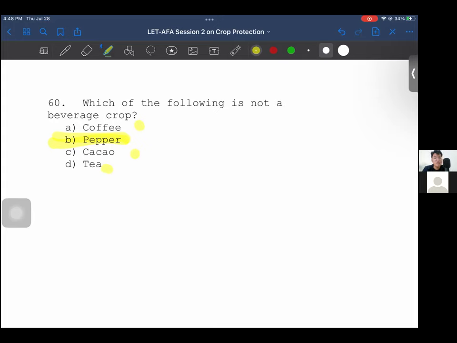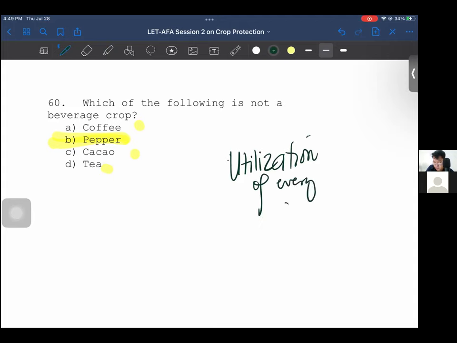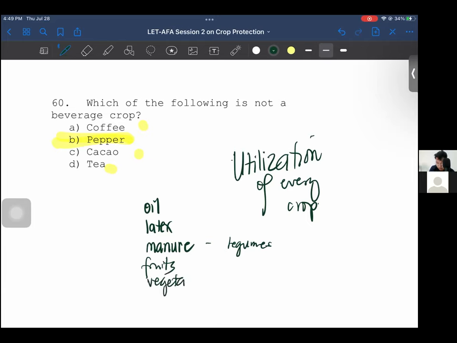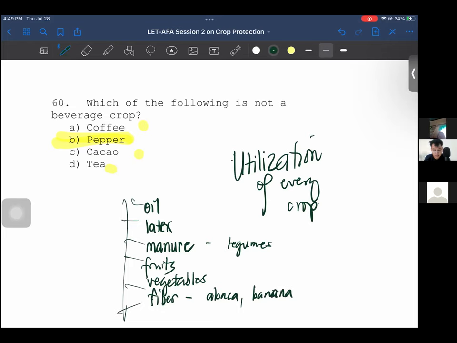So another tip sa crop science is to know the major function, the major use, utilization of every crop. Meron tayong oil crops, latex crops, manure crops, pwede rin. Example sa tayo, legumes. Fruits, vegetables, and then yung mga ganito. Or the rubber, fiber crops. Fiber crops, example, abaca, banana. Yan. So know the different uses ng bawat crops. Kasi there could be questions like this.